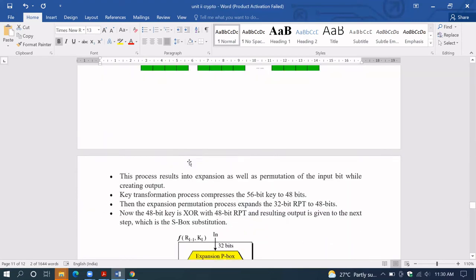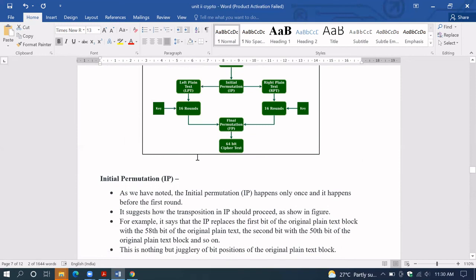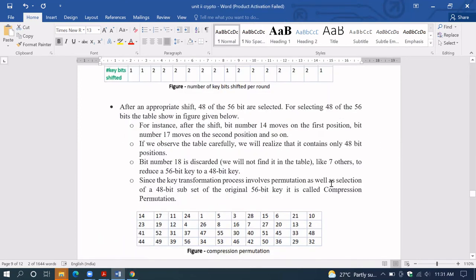We are combining both the values in the final permutation, combining to obtain a 64-bit cipher text. So finally, we obtain the 64-bit cipher text. This is the DES algorithm, that is, the Data Encryption Standard.